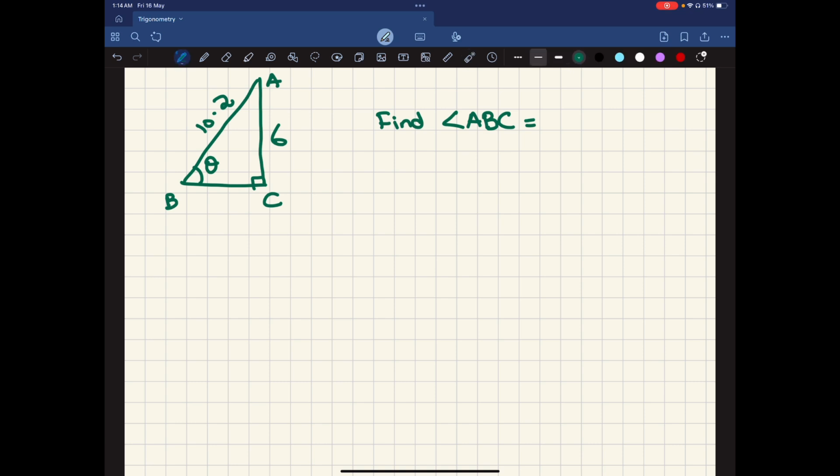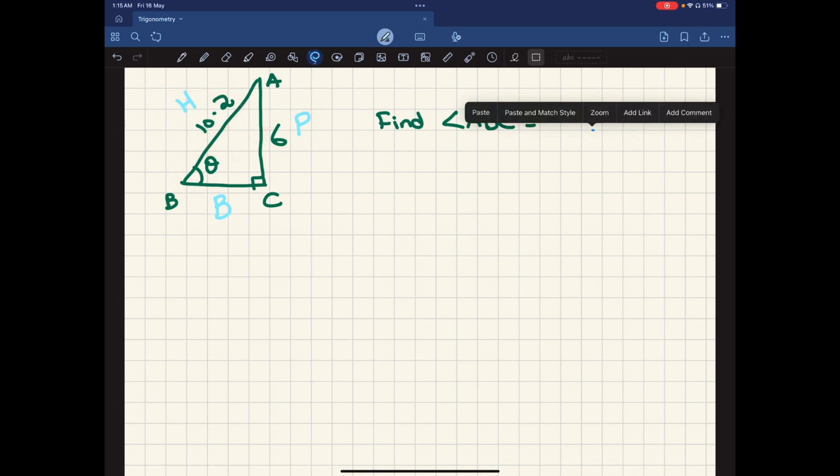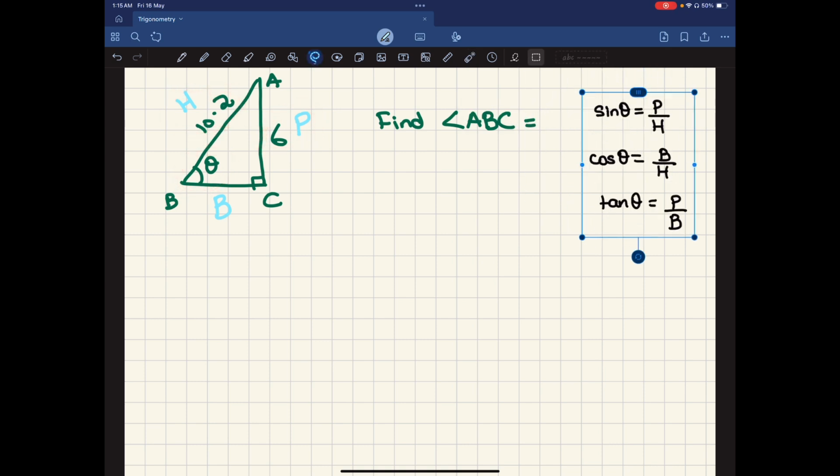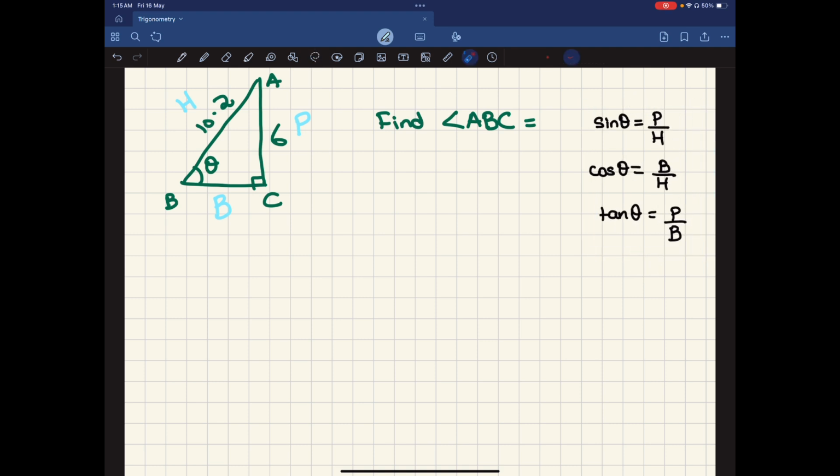Let's first see what we're given. Okay, so this is a right angle triangle. Let's label the sides. The length opposite to the right angle is the hypotenuse. The length opposite to the angle is the perpendicular, and the third one becomes the base. So we're given the perpendicular, we're given the hypotenuse, and we need to find the angle. So perpendicular and hypotenuse are connected through sine theta. Okay, so let's work.